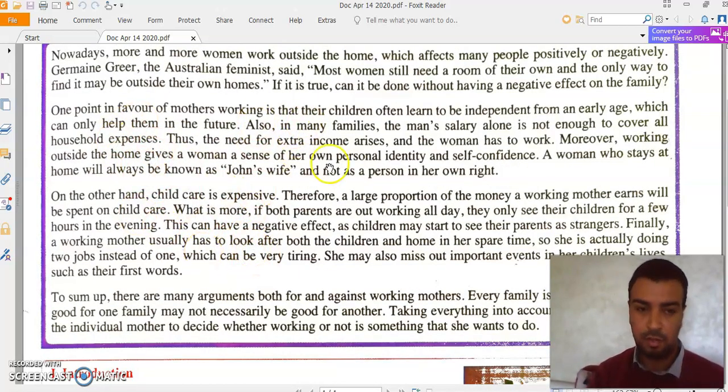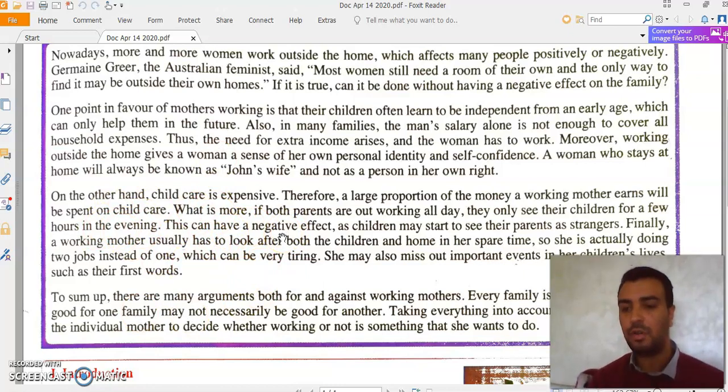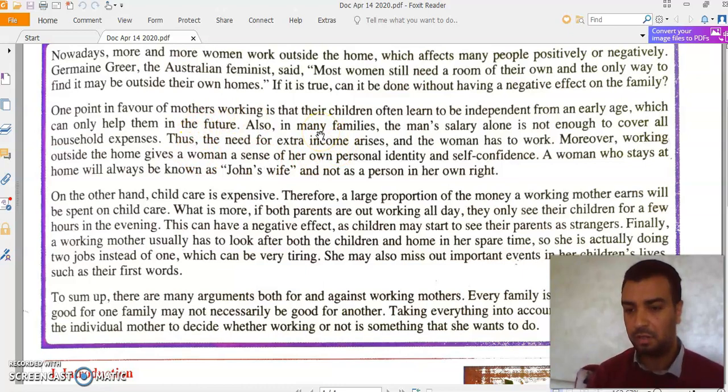Second paragraph, for instance, the positive impact on society, or the economy, and the last one, or the second one, on the positive impact on the family. If you are against, the same thing, why you think you are against. First paragraph, for instance, on the society or the economy. The second one on the family, the negative impact on the family.